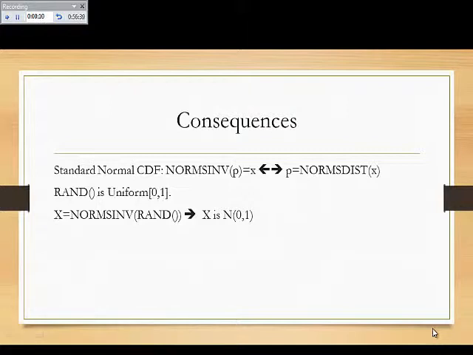Remember, Excel has a built-in function called NORM.S.INV, which is the inverse of the CDF of the normal. What it does is, if you give it a probability, it calculates the x at which the normal distribution CDF reaches that probability. So our probability integral transformation says that if you take RAND(), which is uniform 0, 1, and apply NORM.S.INV to it, you will get a normal random variable, a standard normal random variable.